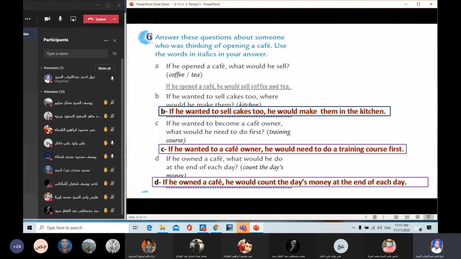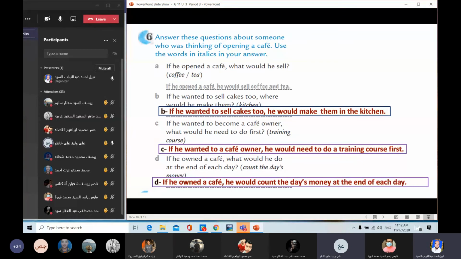We change it into past perfect. If he, Ali, if he wanted to sell cakes too, he would make. No, we change the past simple into past perfect. You will change wanted, Ali, to had wanted, and change the second verb. If he had wanted. Okay, let's see another one.